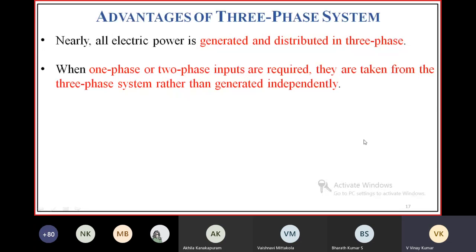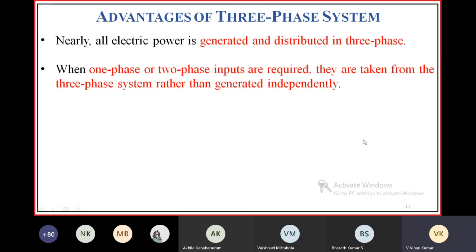Advantage of the three phase system. You know, right? In order to produce more power, we choose the three phase system. So we generate three phase power, we distribute three phase power, and we utilize three phase power as well as three phase supply.